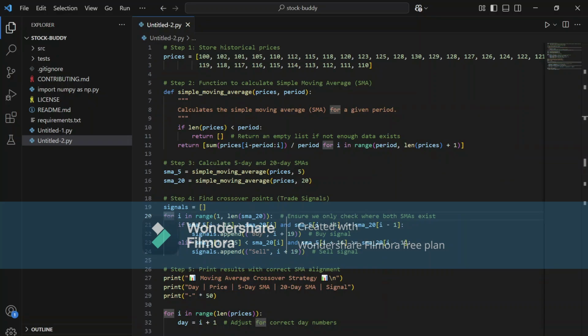So first, we want to store all of our values. So these are all of our prices. So day one price would be 100, day two price would be 102, day three price 101, etc.